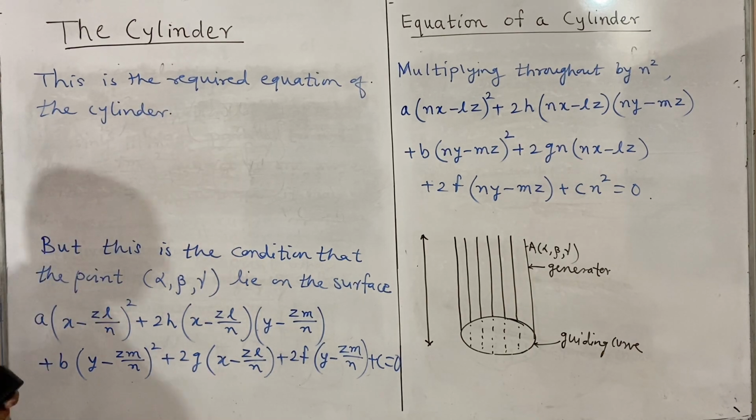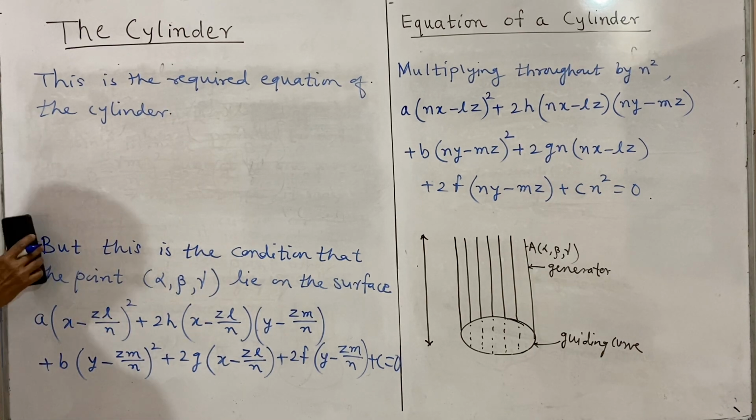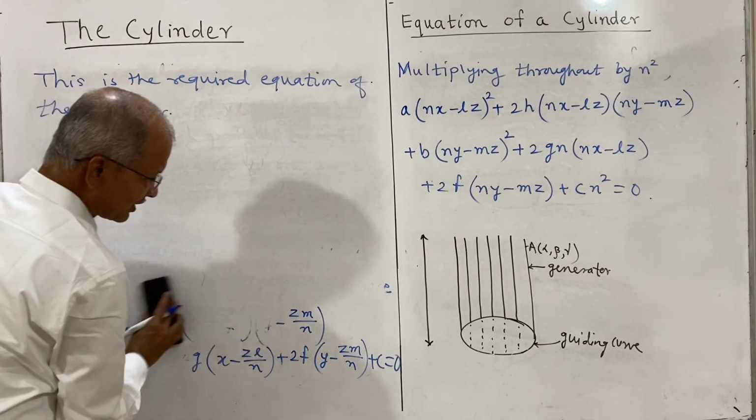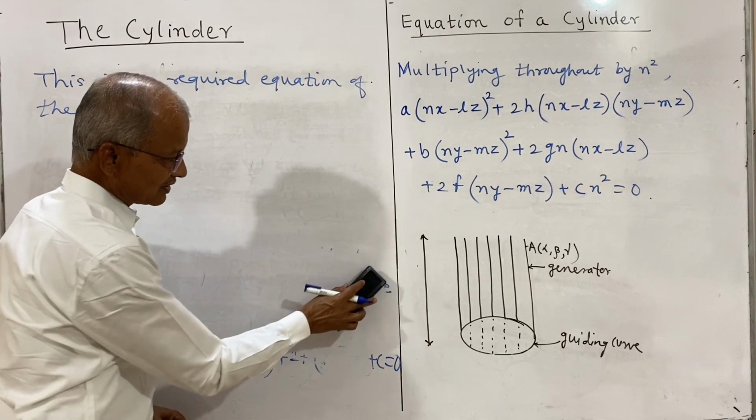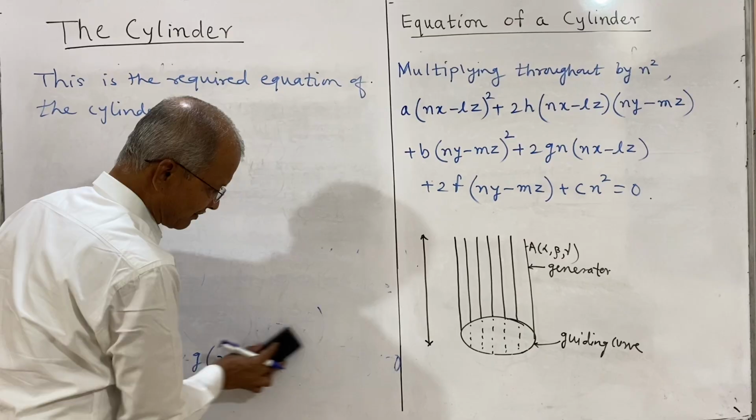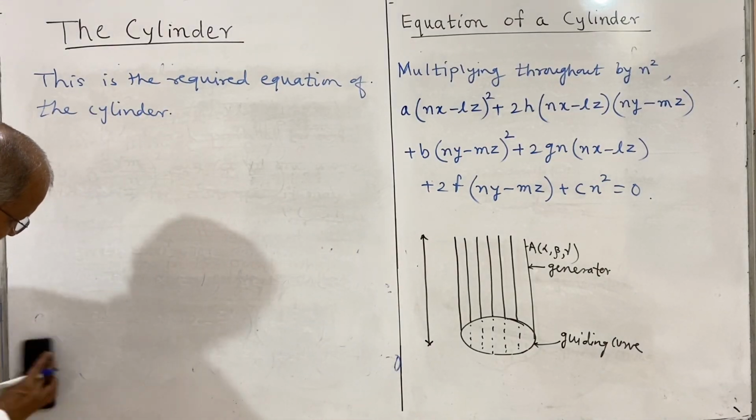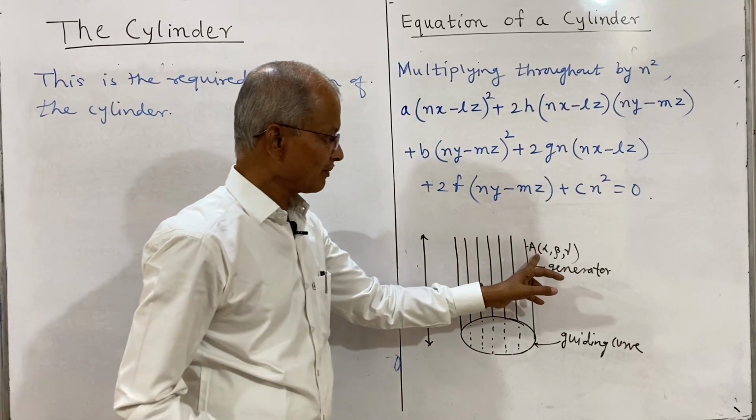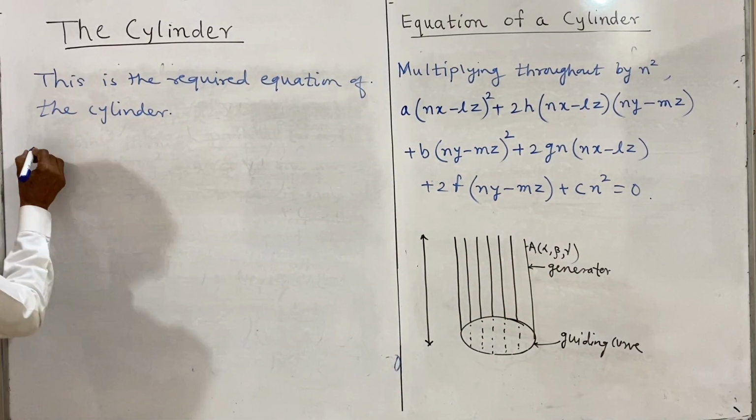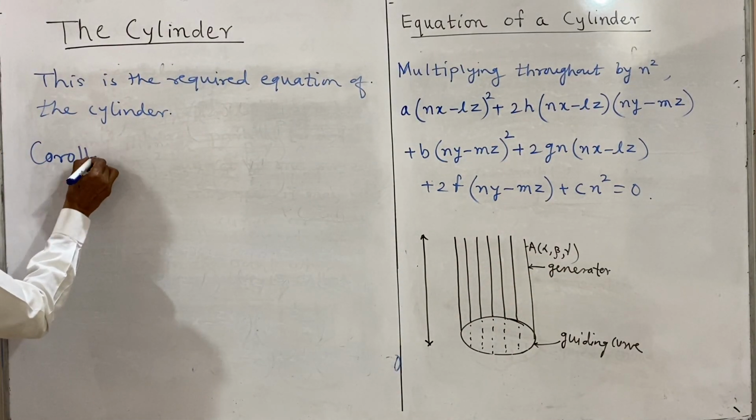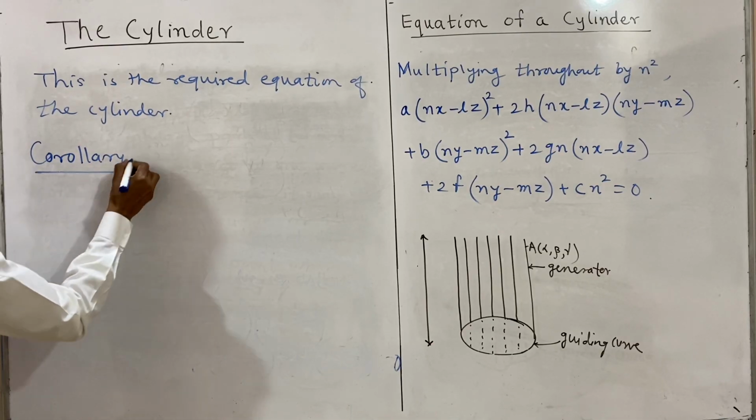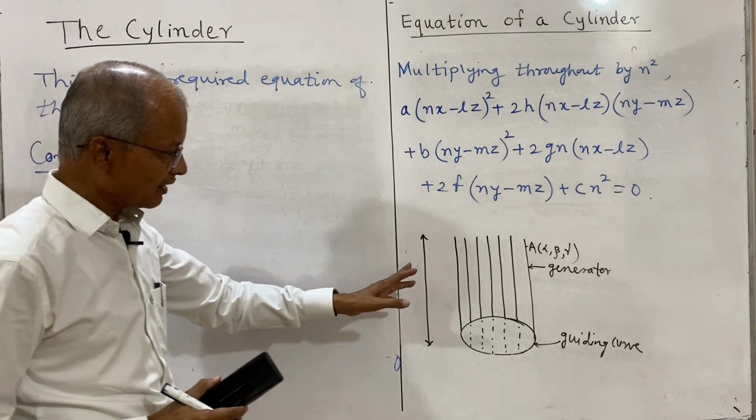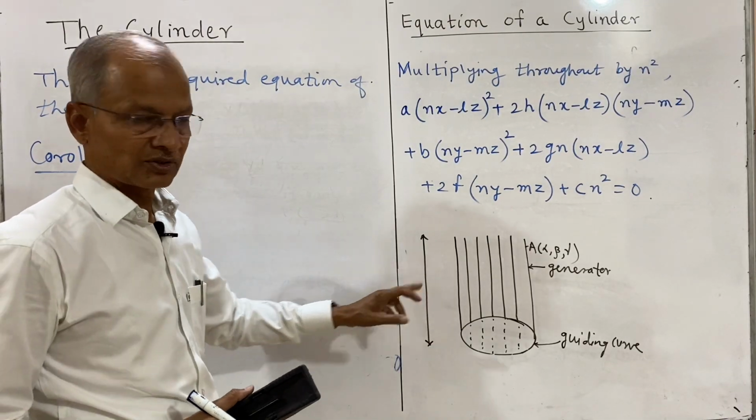Thus we have obtained the cylinder in general form, whose generators are parallel to the line, this fixed line we have considered as x by L is equal to y by m is equal to z by n, and the generator passes through the point alpha, beta, gamma. Now we shall write one corollary. What will be the equation of the cylinder whose generators are parallel to the z axis?